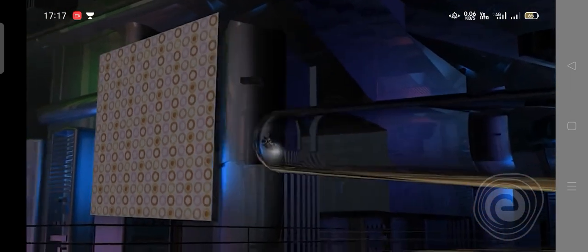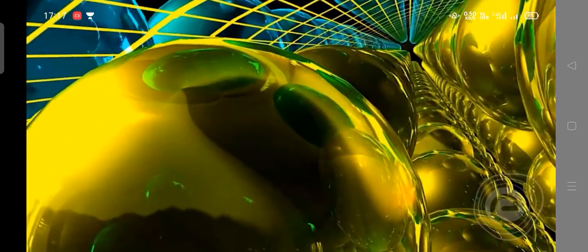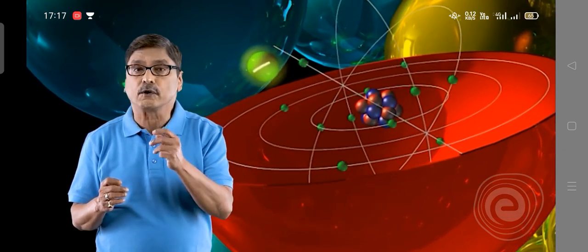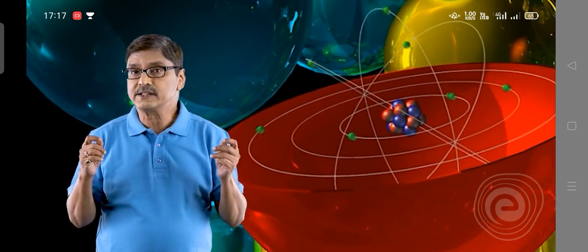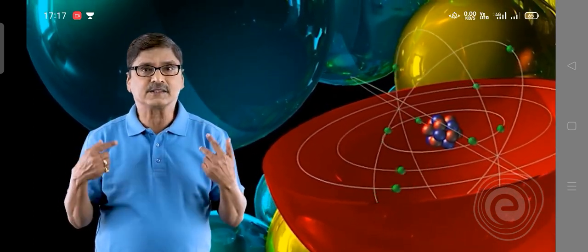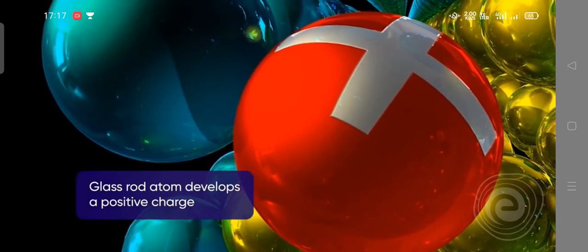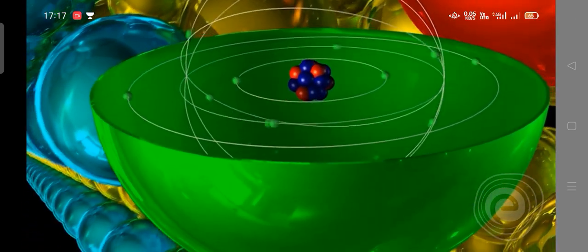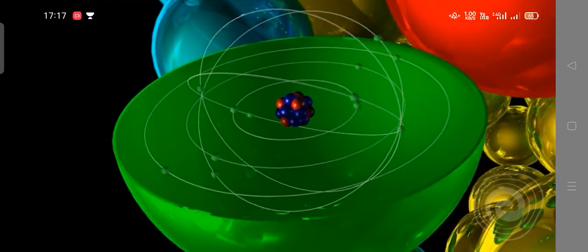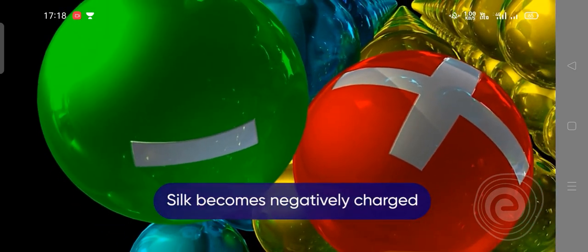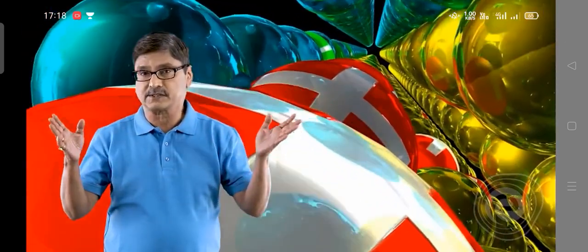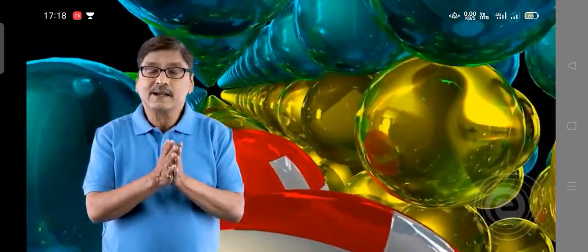But when the neutral glass rod is rubbed with the neutral silk cloth, the energy spent in rubbing is used to transfer electrons. A glass rod atom loses an electron due to friction produced during rubbing. The deficiency of one negatively charged electron creates an imbalance of charge. Hence, the glass rod atom develops a positive charge. This electron is gained by a neutral atom of silk cloth, and an imbalance of charge is created by an excess of electrons. As a result, it becomes negatively charged. The same process is frequently repeated during rubbing, and the glass rod becomes positively charged, and the silk cloth becomes negatively charged.